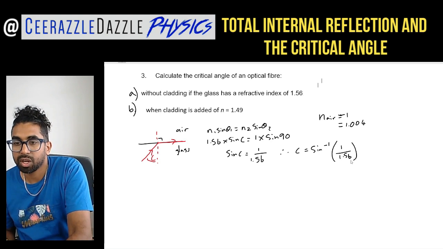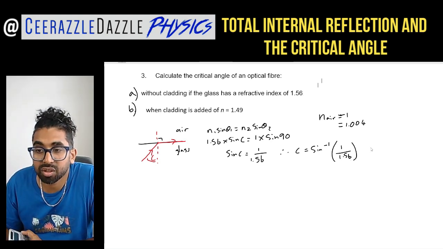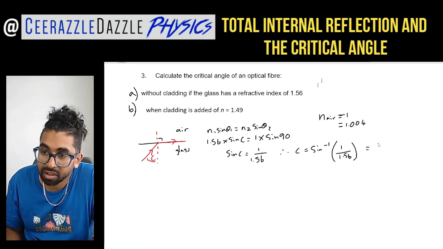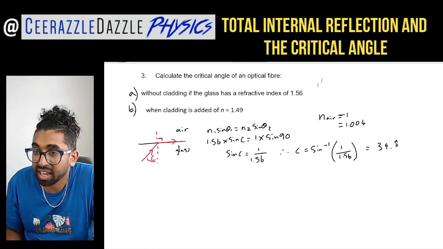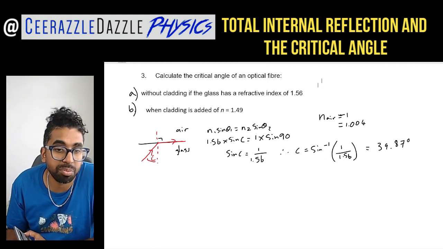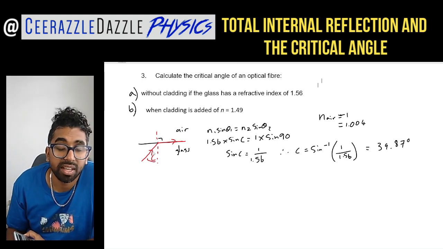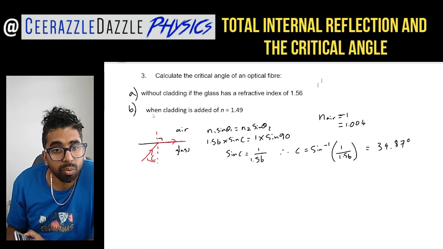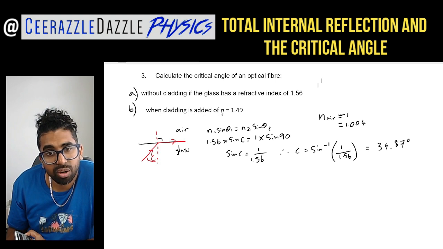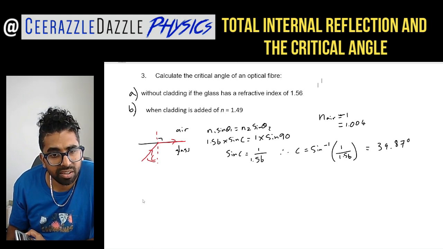So there we go. I'm going to get the answer of C equal to 39.87 degrees. So that's going to be my critical angle over here. 39.87 degrees. Then next question. When the cladding is added of refractive index 1.49. Okay, so let's draw it again.